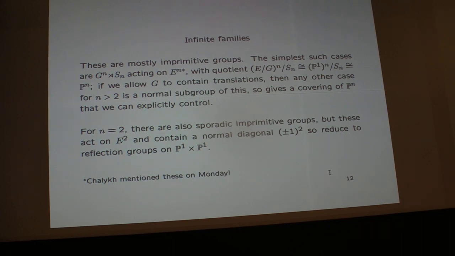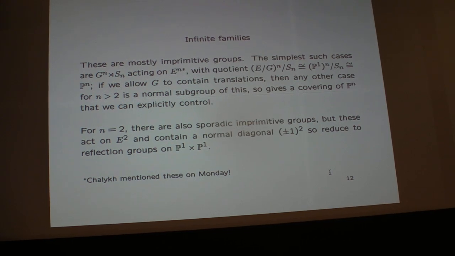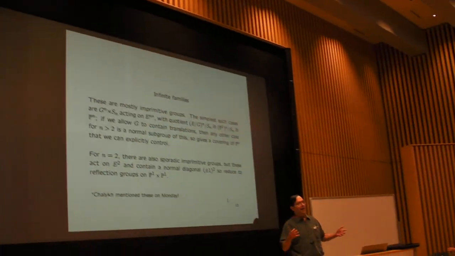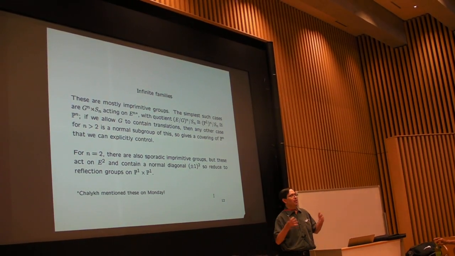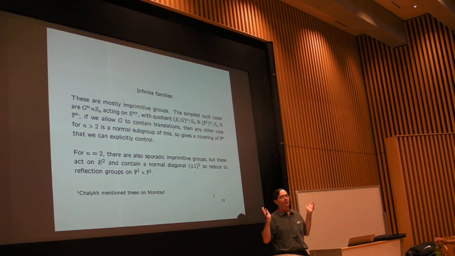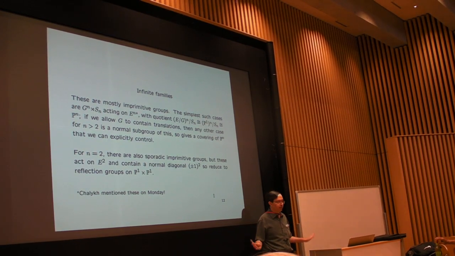Now, this n greater than 2 is slightly annoying. There are weirder things you can do for n equals 2, but there's only finitely many of them, so we can pretend that they're sporadic. But the other thing is that you can always think of them as acting on E squared. And we can write down invariant theta functions on E squared. They're just basically homogeneous polynomials in y and x. So they're very easy to write down.